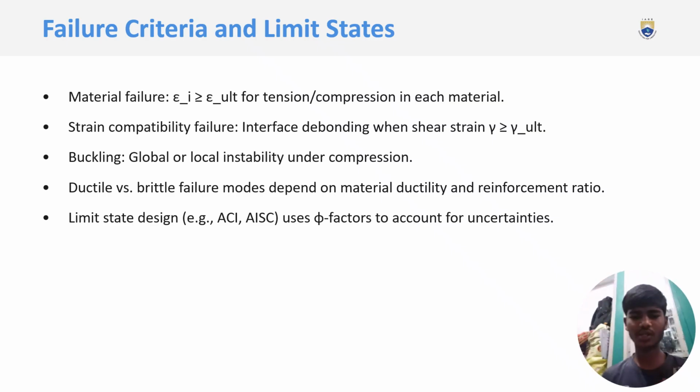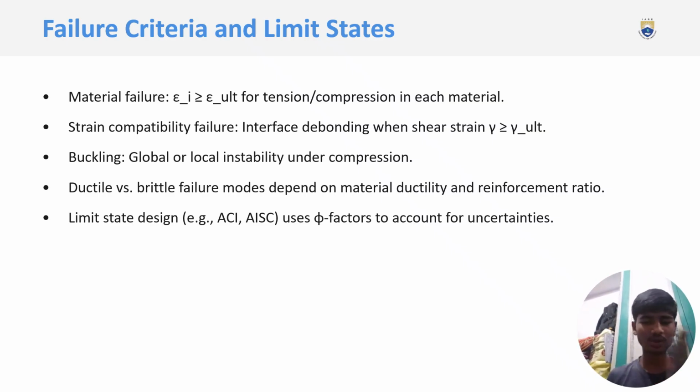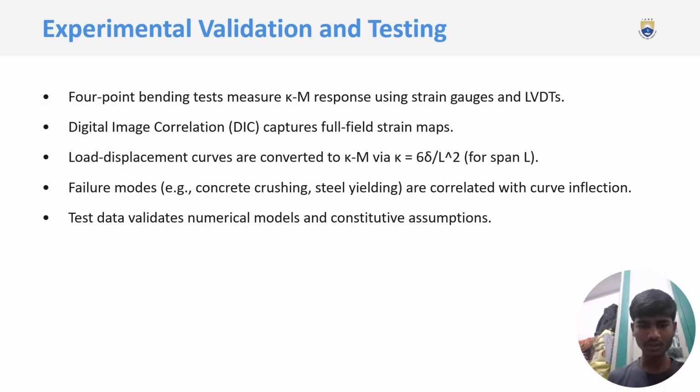Limit states and failure criteria: material failure, strain compatibility failure, global buckling, ductile versus brittle failure. Four-point bending tests measure M-k response using strain gauges, LVDTs, and digital image correlation. Load-displacement curves are converted into M-k curves via k equal to the measured curvature relation.